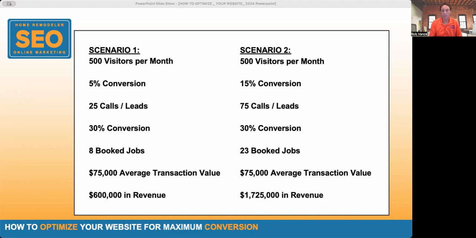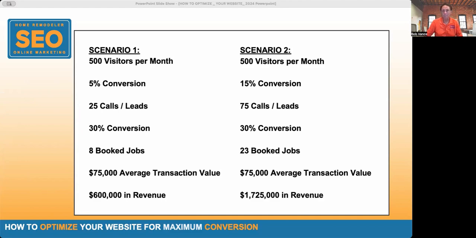And if your average ticket value is $75,000, I know a lot of you on here have a much higher ticket value than this, especially if you're doing high-end remodeling, $1 million jobs, or custom homes, which could drive your average transaction value into 6 or 7 figures. But even if conservatively it was a $75,000 average transaction value, you generate $600,000 in booked revenue from those 500 visitors.